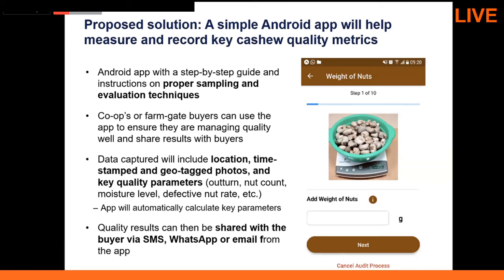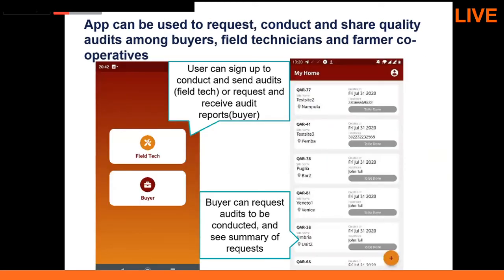And so then this can be shared with a buyer by SMS, WhatsApp, or email from the app. In addition to that, we've built two versions of this. There's a free open source version we'll be publishing on the Google Play Store hopefully next week, so anyone can download this. We'll share out a link via the ACA community.